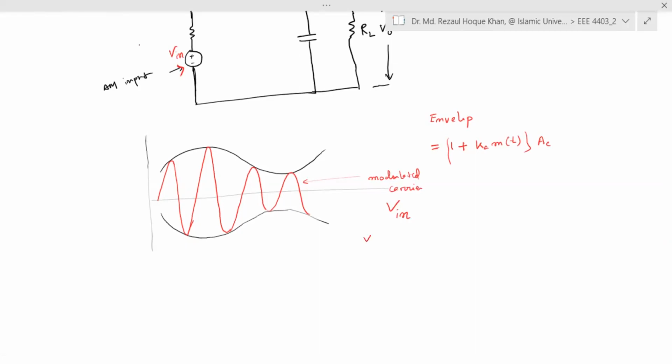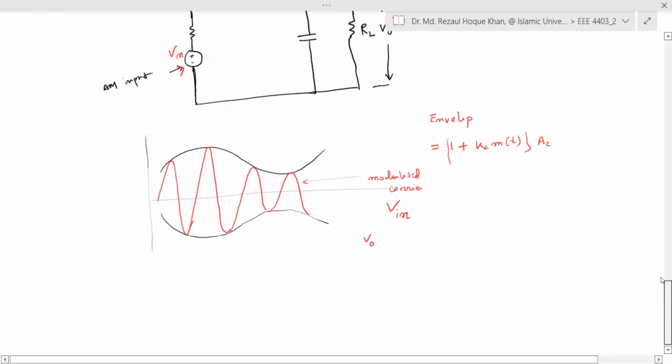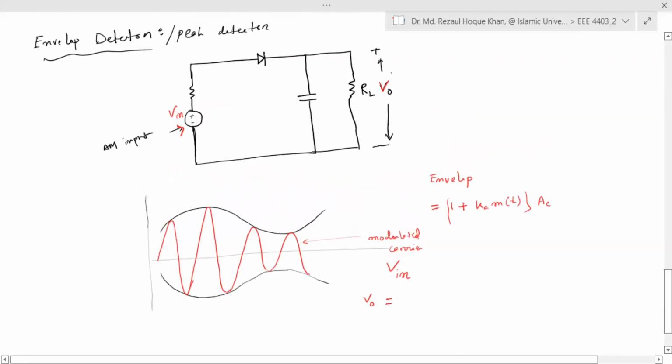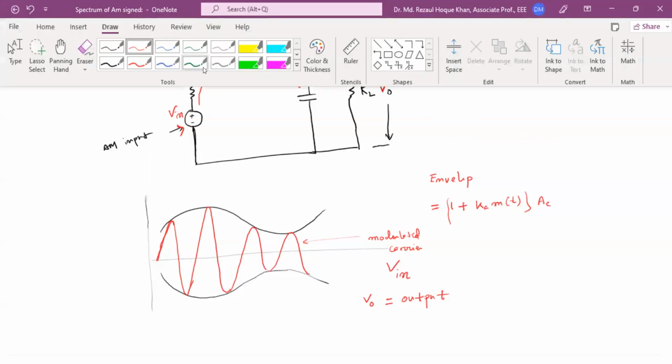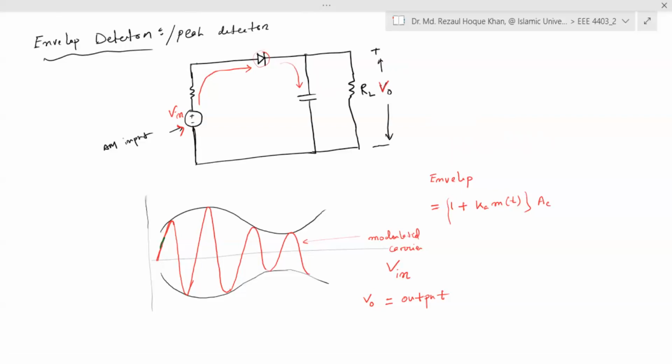Let's say V out, VO, which is measured here. VO is the output of the envelope detector circuit. Whenever you see V in is rising in amplitude, this voltage is rising, which means this diode becomes forward biased. Once it is forward biased, the capacitor is getting charged. So V in increasing, capacitor is also charging. You see here, our red one is V in and our green one is the V out.